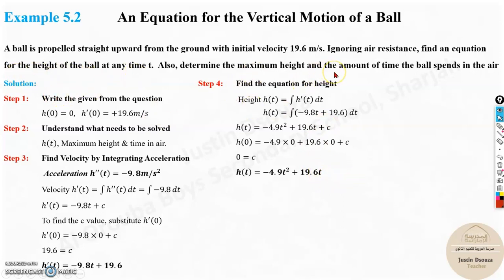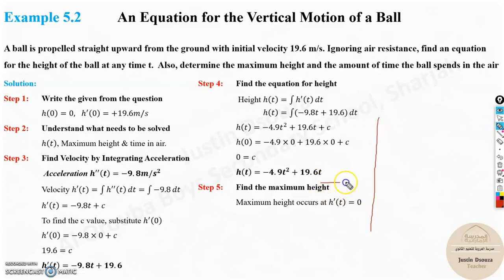Now we need to find the maximum height and the amount of time the ball spends in the air. To find the maximum height, you must always remember this. I'll explain why. The maximum height always occurs, even in the coming problems, you will see the maximum height occurs when the velocity is 0. What does that mean? Now imagine like this. You start projecting something like this. It goes up and then it goes down, right?